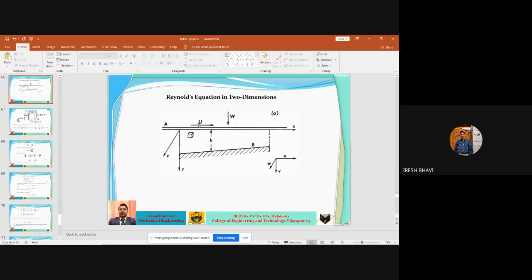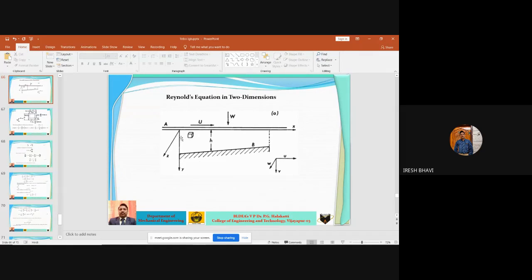Okay, and let the shaft be moving at a linear velocity of u, or this surface is moving at a linear velocity of u, and let w be the load on the journal or the shaft.